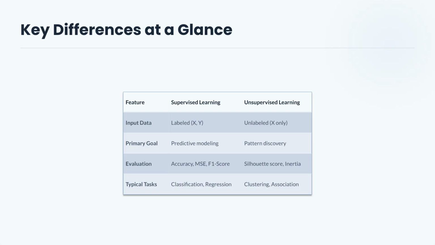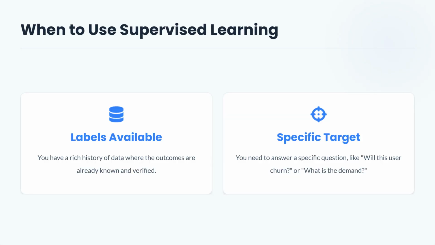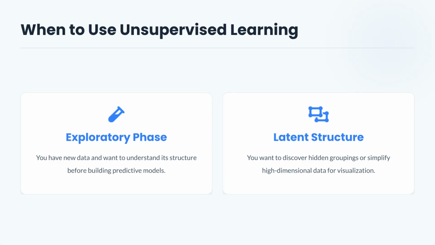Supervised uses labeled data X, Y, while unsupervised uses unlabeled data X only. Their goals are predictive modeling versus pattern discovery, respectively. You should use supervised learning when you have labels available and a specific target in mind, such as predicting whether a user will churn or determining demand.